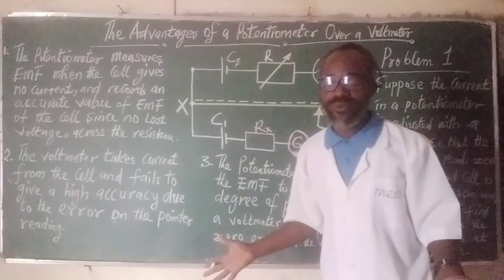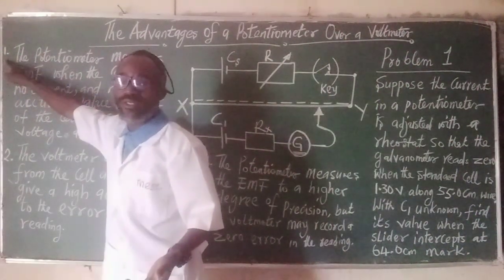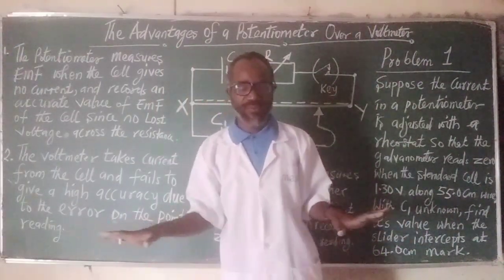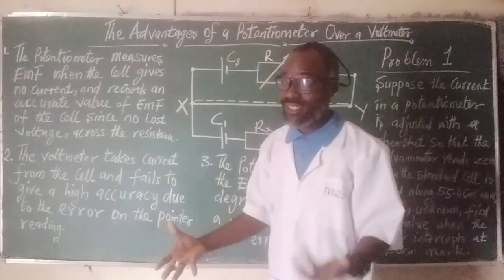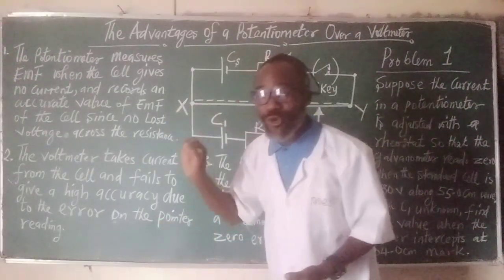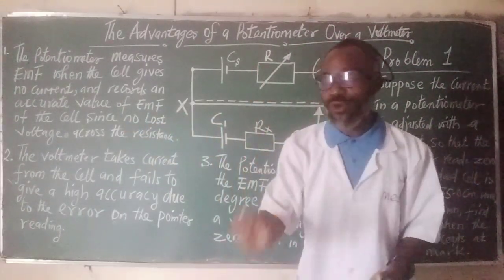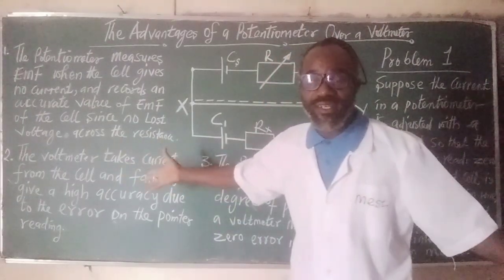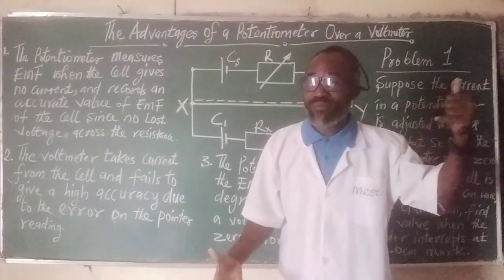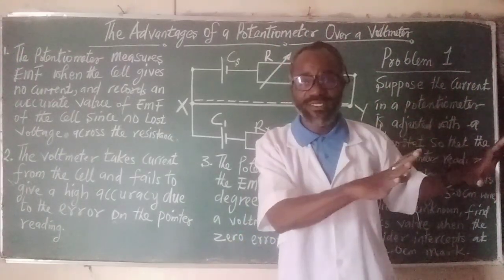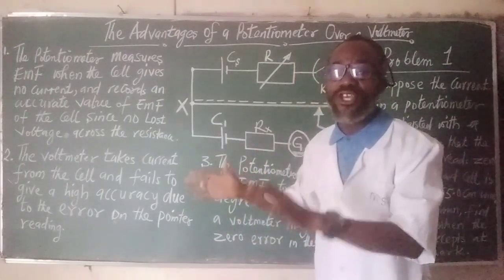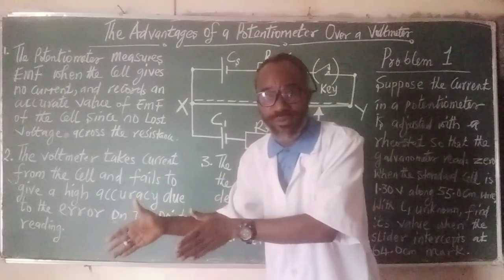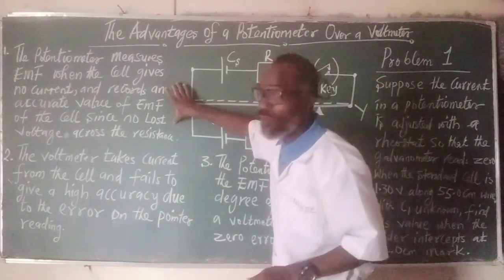So let's go back to this. What do we have here? Very simple explanation. Let's begin with number one. Look at number one here: the potentiometer measures EMF when the cell gives no current. So when the cell gives no current, it measures it. That's an advantage. And it records an accurate value of the cell EMF, since no voltage is lost across the resistance. There is no lost voltage, unlike what we experience when we talk about internal resistance and the rest of it. But while using a potentiometer, the entire system will never experience any sort of lost voltage or potential drop. That's what explanation number one is all about.